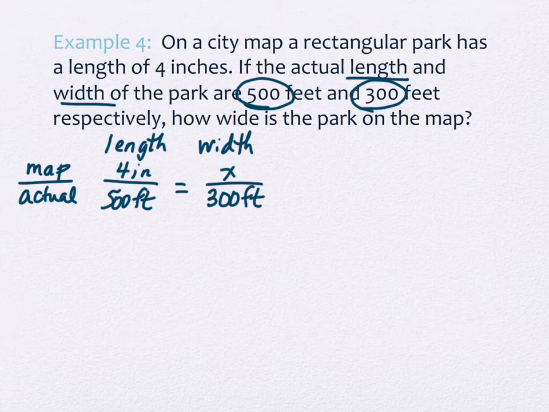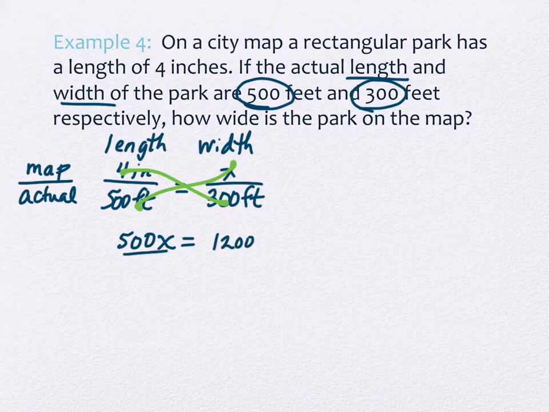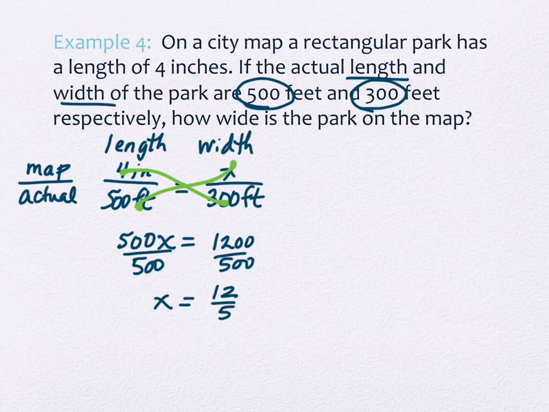Now, for the purposes of cross multiplying, I'm not going to mess with my units. I just need to make sure I put them back on in the end because it gets kind of messy to write the units in the middle. So we're going to cross multiply. We have 500x, and then I have 4 times 300, which is 1,200. And if I divide 1,200 by 500, what do I get? What is it? 12 fifths. Okay, so it is 12 fifths.